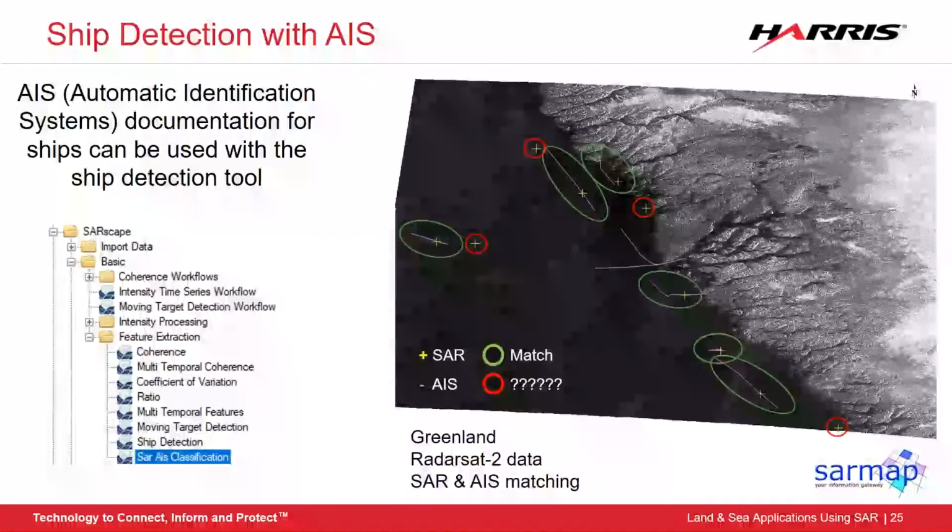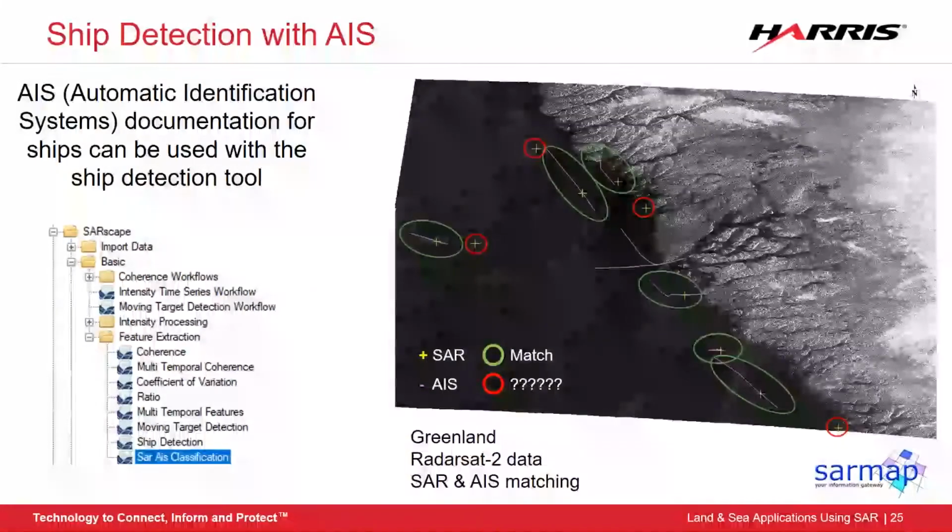So here our friends at SARmap have run the SAR AIS classification on a RadarSat-2 scene over Greenland. The yellow crosses mark ships that were detected in the SAR data, while the purple lines show the AIS data of ship tracks. The green circles show ships that match in the SAR and AIS, while the red circles indicate ships that were identified in the SAR data but do not match up with any AIS tracks. So ships that may be doing something they're not supposed to be doing that you might want to look into.